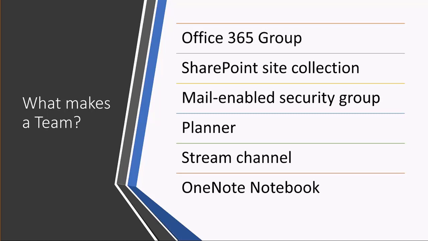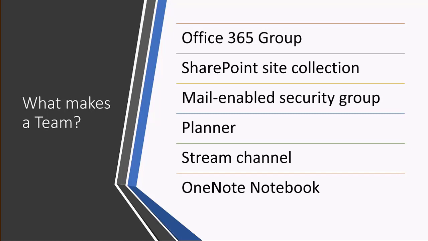Some people were referring to this as just a group becomes an identity. It's an identity that you can assign permissions to. The mail-enabled security group is that identity component. That's the part that allows you to do that. You get a planner plan, you get a stream channel, and you also get a OneNote notebook.